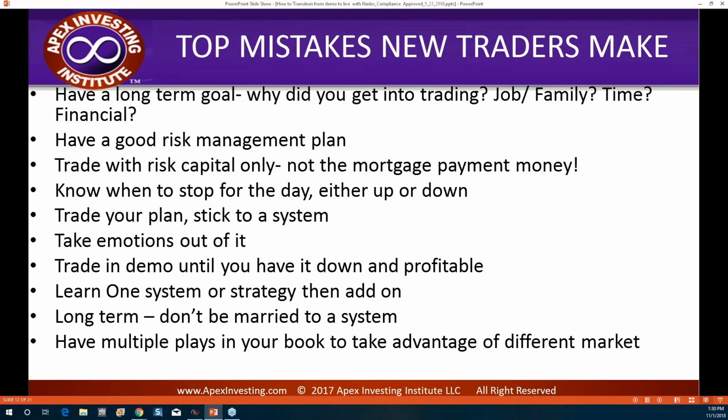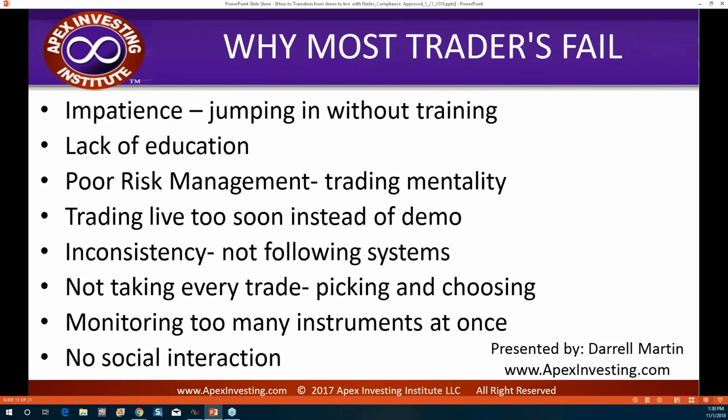Like I said, learn one system or strategy and then add on. Okay, and think long term. Don't be married to just one system. Don't say, "I'm going to make this one system work in every market condition." You can't do that. You need to have multiple plays in your playbook, like I said, for trending days or range bound days. And you have to be able to learn the market and understand which days to trade those.